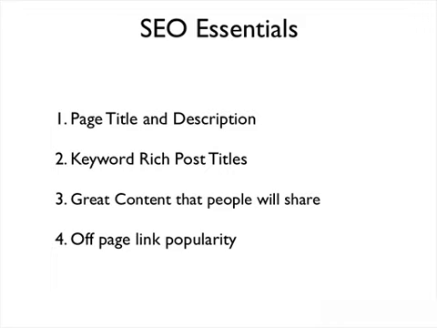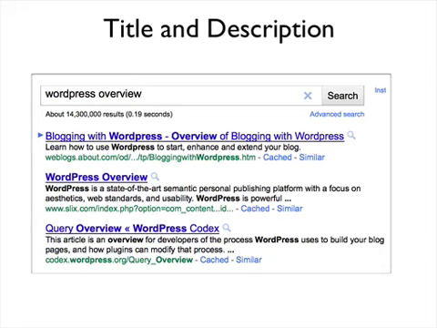And then the fourth one, and probably the biggest one, in fact, it's 90% of the effort, off-page link popularity. The more sites linking to you, the better you're going to do from a search engine optimization perspective. And I'm going to go into a bit of detail on all four of these points right now. So let's talk about title and description. Best way to do it is with an example.